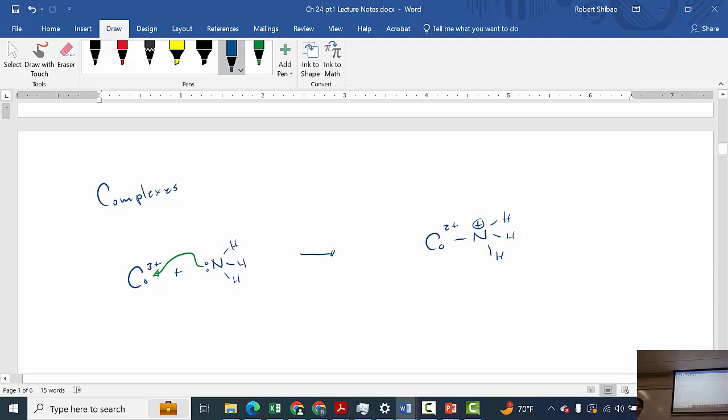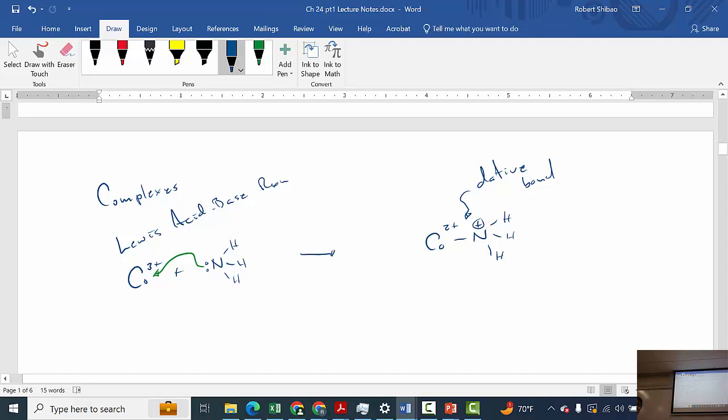Which kind of reaction does that look like? It looks like a Lewis acid-base reaction, and it is. What we form is a coordinate covalent bond, or dative bond. And so the ammonia actually becomes bonded.